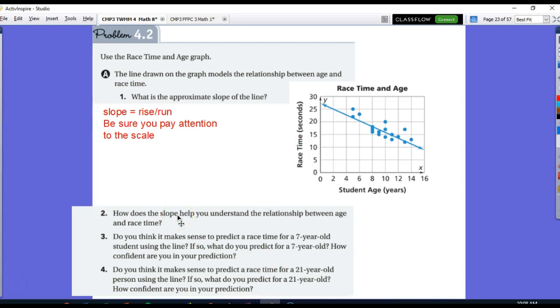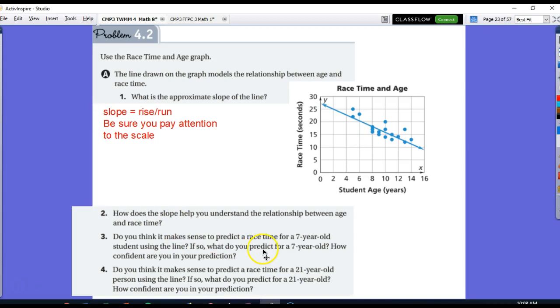Then it says, how does the slope help you understand the relationship between age and race time? So for every 1 year change in age, their race time should change by what? That is a real life application of using unit rates, okay?